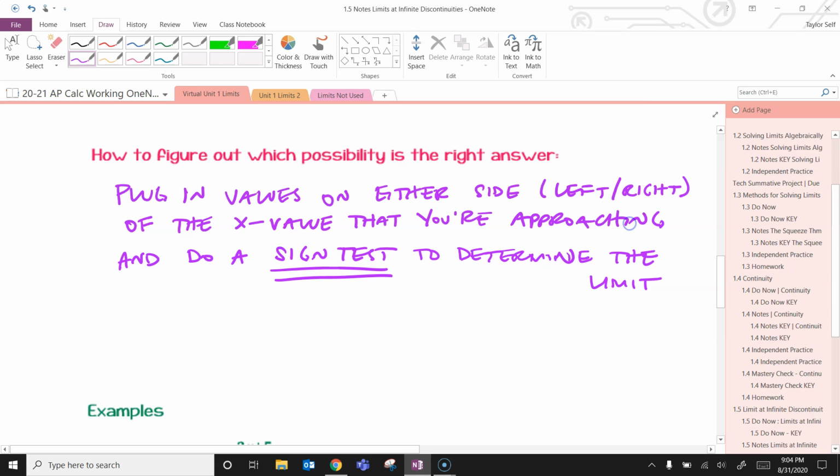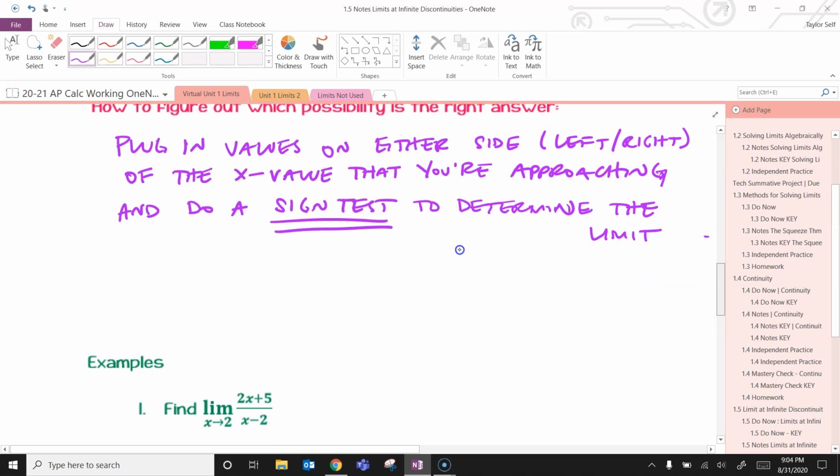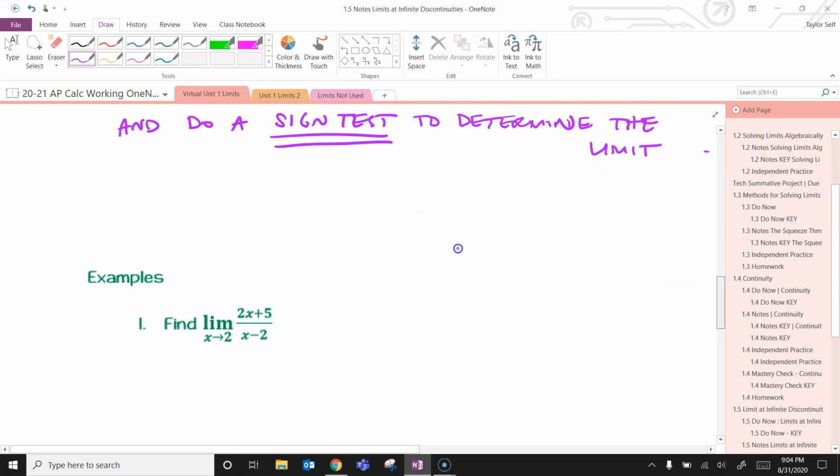Okay, now I'm going to show you how to do a sign test. So let's do an example. We actually only have 2 examples and then notes are done. So make sure you get this down. This is like our strategy. Plug in values on either side, the left and right, of the x value that you're approaching, and do a sign test to determine the limit.